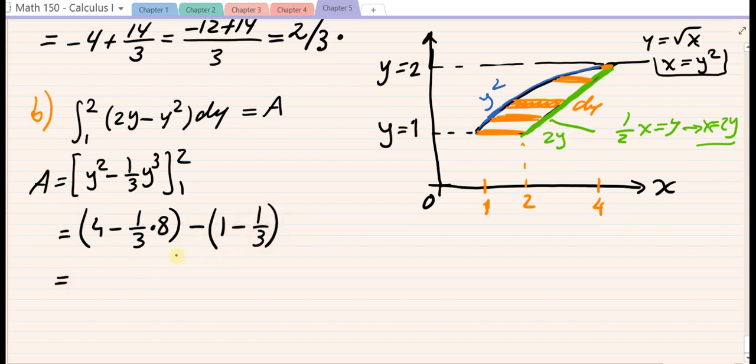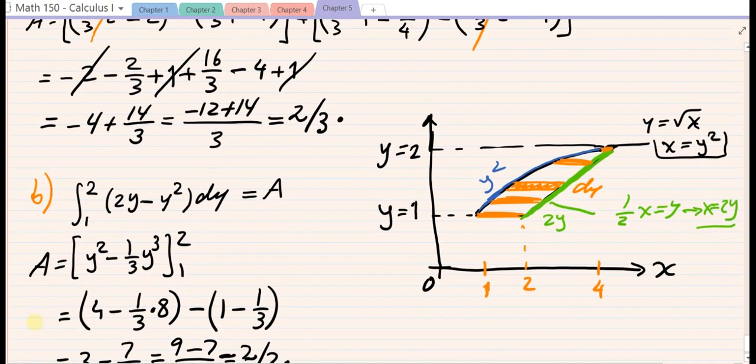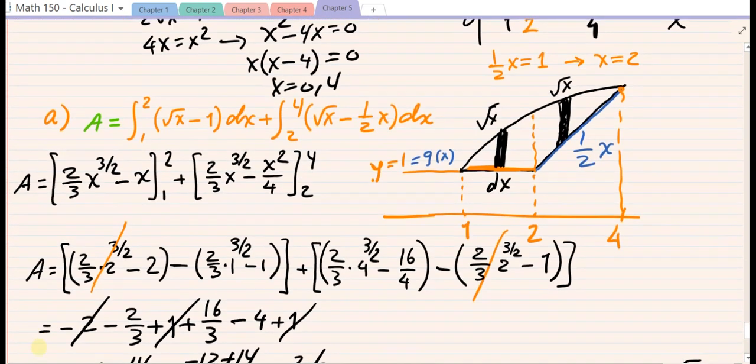So 4 minus 1, that's 3. And then negative 8/3 plus 1/3. Plus 1/3 minus 8/3 would be negative 7/3. The LCD is 3. 9 minus 7/3, 2/3. Notice how much faster, how much easier this was. So it really does make a difference sometimes using horizontal versus vertical rectangles.